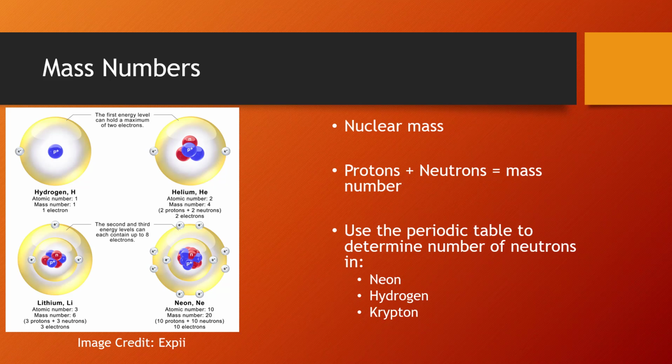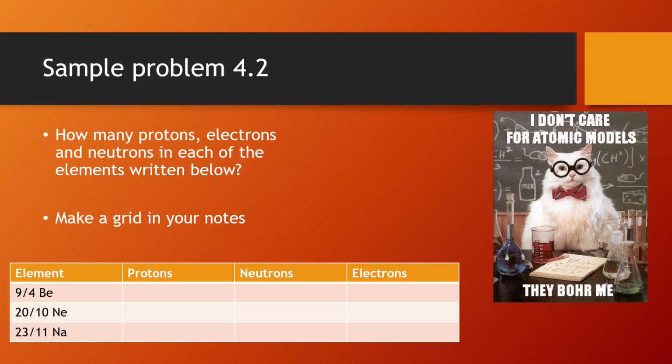Now, it might look pretty easy to start with, oh, the number of neutrons is always equal to the number of protons. It's not. It's really not, and it's going to get much more confusing later on. So how many protons, electrons, and neutrons are in each of the elements written below? So I want you to look at that, and it says 9 for beryllium. That doesn't mean 9/4 beryllium. It means a mass number of 9 for the element beryllium, which has an atomic number of 4.